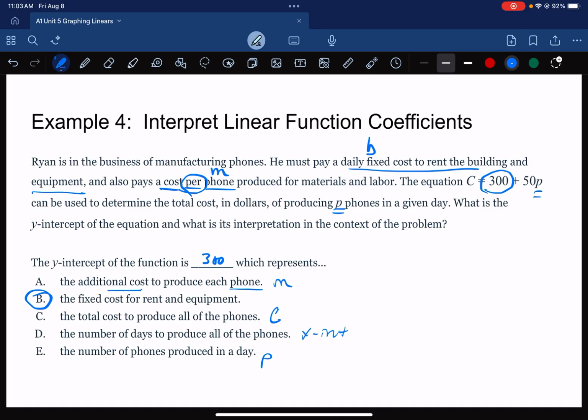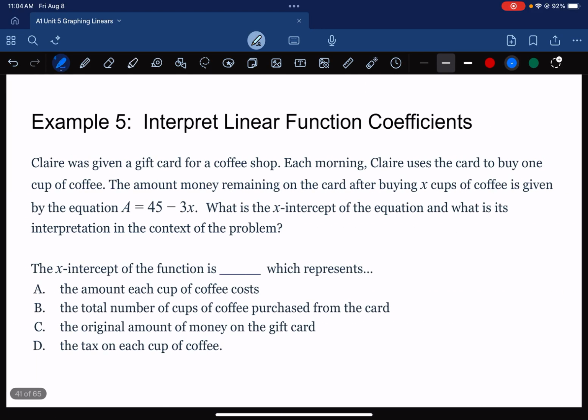Okay. All right. Example 5. Claire was given a gift card for a coffee shop. Each morning, Claire uses the card to buy 1 cup of coffee. The amount of money remaining on the card after buying x cups of coffee, so x represents cups of coffee, is given by this equation. What is the x-intercept? And what is its interpretation?